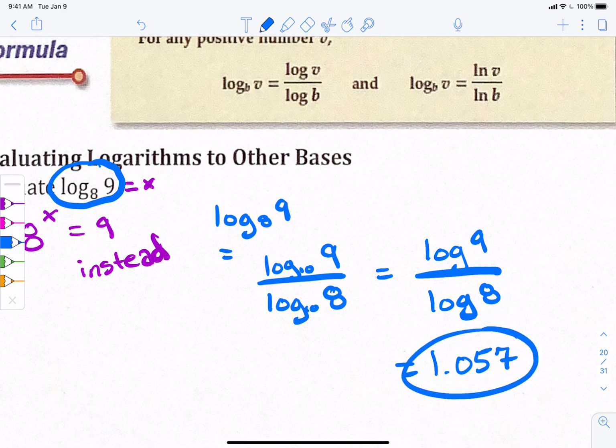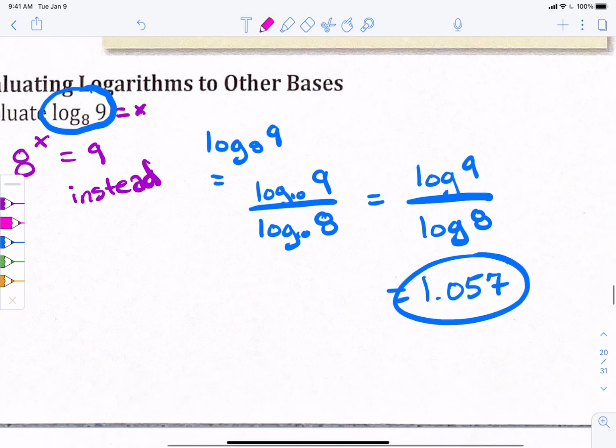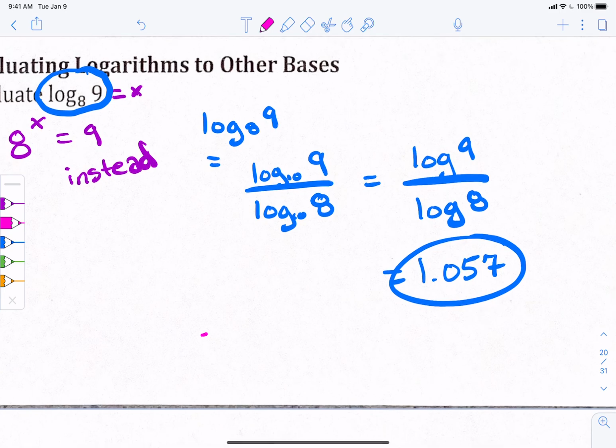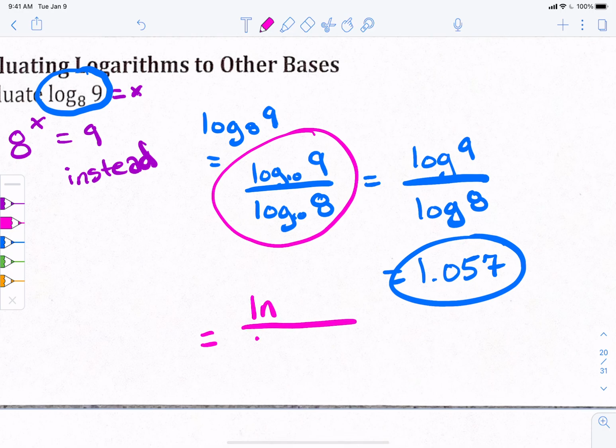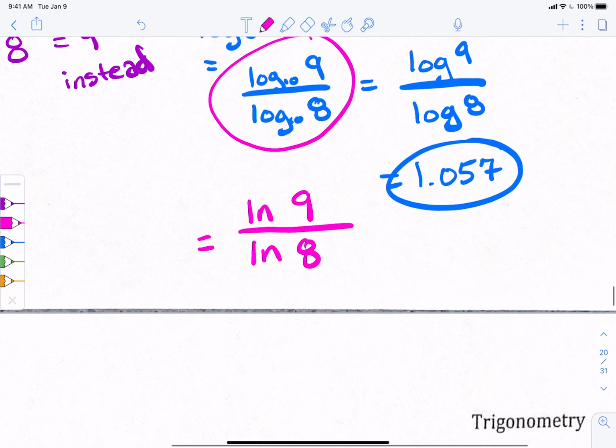Now, that's one way of changing the log base. You can also change this to an ln, because ln's will do the same thing. So rather than changing it to log base 10, you can change it to ln of something over ln of something, because it's just a different base. So it would be ln of 9 over ln of 8, right? It's totally legal.